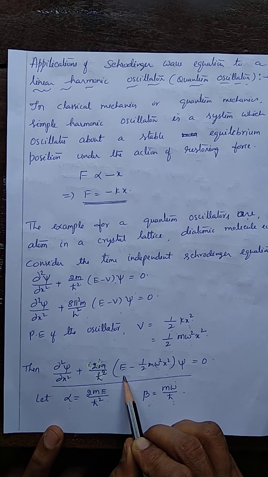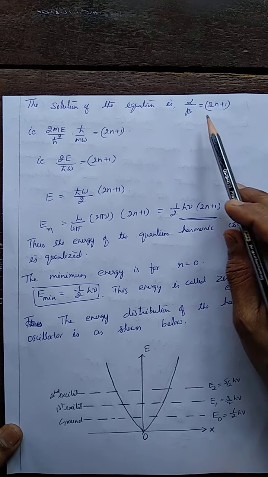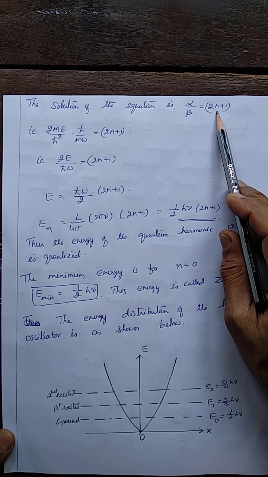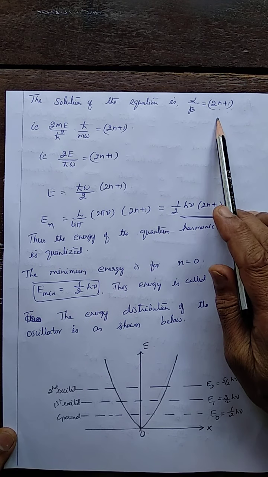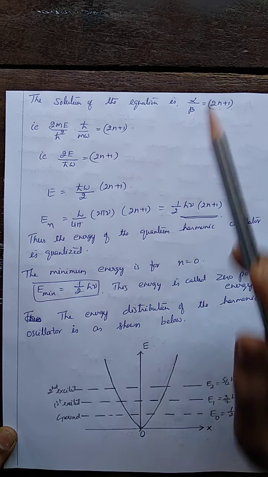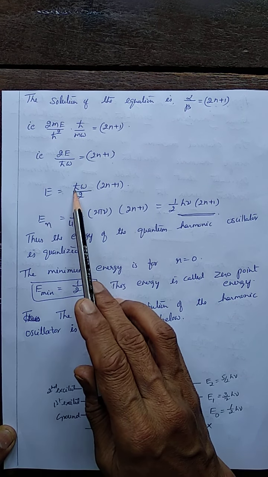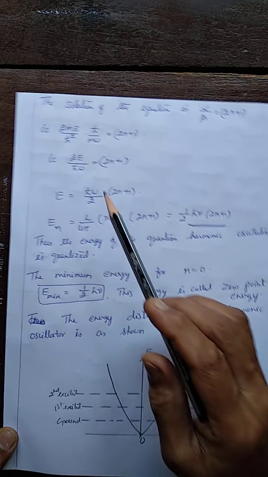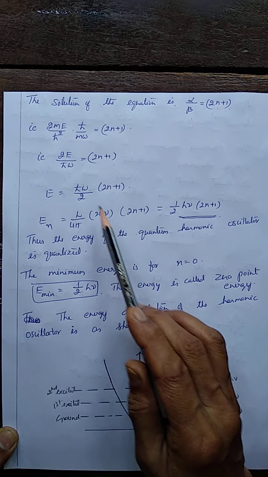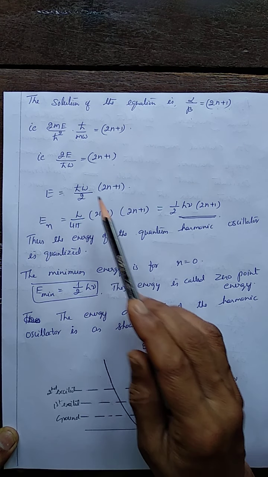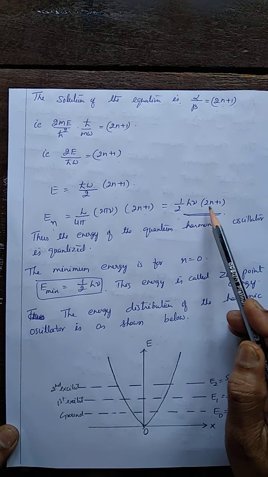Here the solution of this equation is alpha by beta, and it is equal to 2n plus 1, where n is an integer: 0, 1, 2, 3 and so on. Alpha by beta equal to 2n plus 1 is the solution of that equation. So by substituting alpha and beta, we get 2E by h bar omega equal to 2n plus 1, or E is h bar omega by 2 times (2n plus 1). H bar is h by 2 pi, so this becomes h by 4 pi, and omega is 2 pi nu, where omega is the angular frequency and nu is the linear frequency, times (2n plus 1). From this, we get the energy En as half h nu times (2n plus 1).